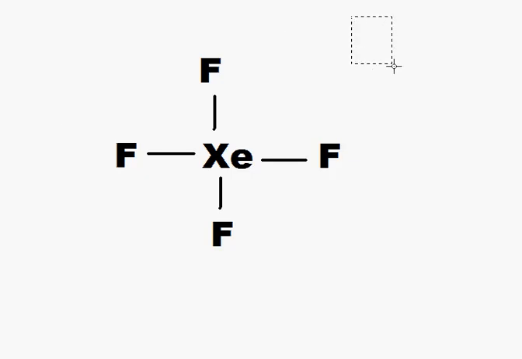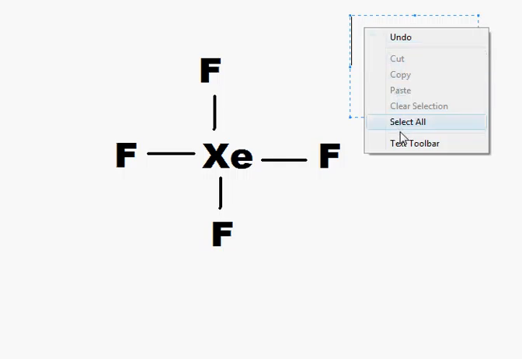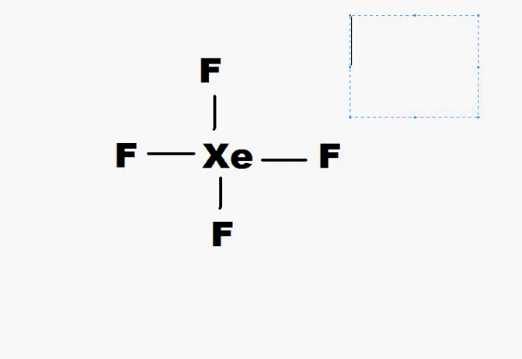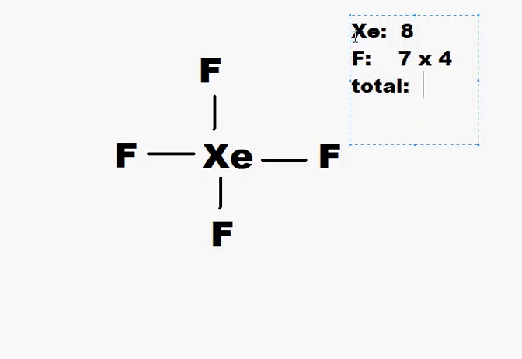So here's the xenon. Let me make this a little smaller. Not that Xena, it's xenon. So I'm going to draw the xenon here. Xenon has 8 valence electrons because it's in that last group on the periodic table. Fluorine has 7 valence electrons, and there are 4 of them, so that's 28. So the total is 28 plus 8, which is 36 electrons.